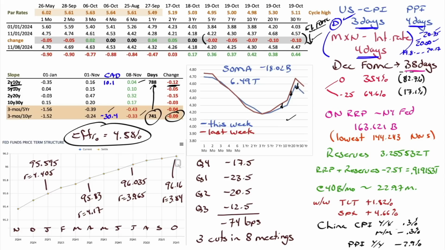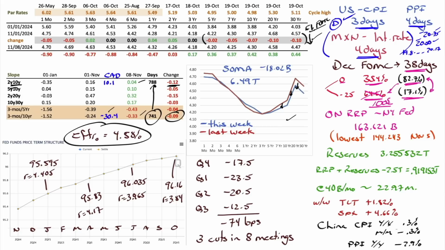December FOMC is 38 days away. And I do think the market has it wrong. By the way, these should be reversed. The 25 basis point cut, 64.6%, was 82. So it was a drop down to 64. And no change is now 35%, up from 17. I think this is wrong. I think that's 100% based on what I heard. I put that at 100%.